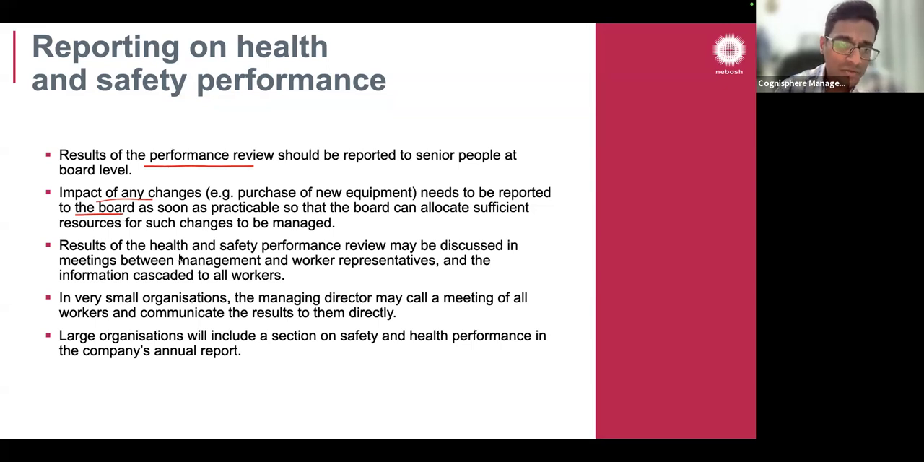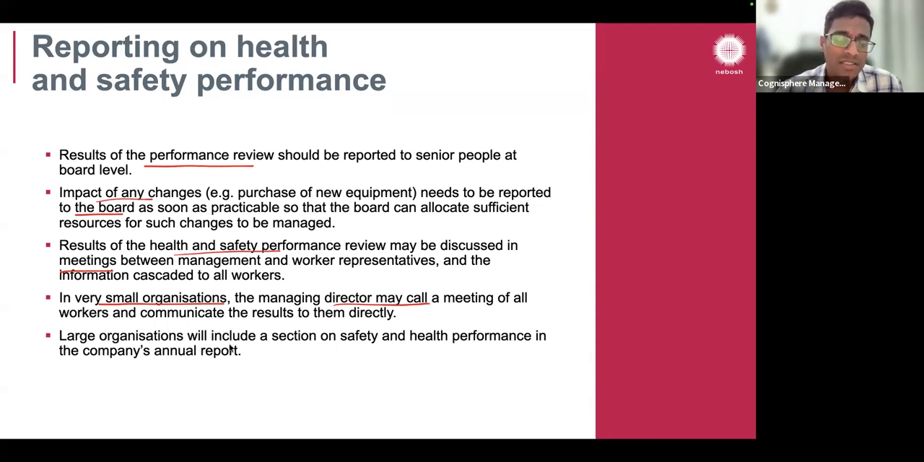And then results of the health and safety performance review may be discussed in the meetings between management and worker representatives. And in a very small organization, the managing director may call a meeting of all workers and communicate. Because it's a small size company, they could just set up a meeting, and then they could discuss the outcome of the review.